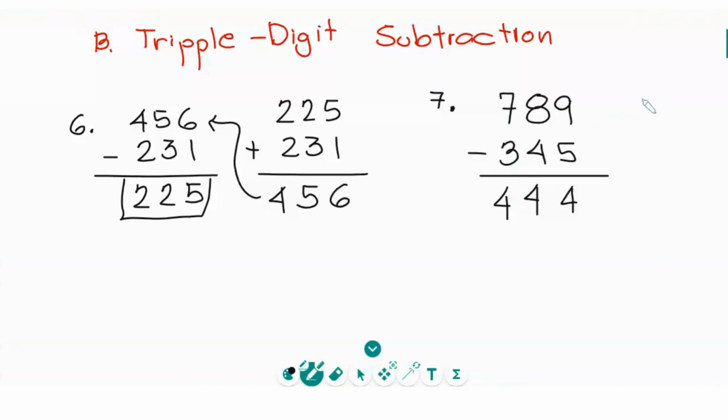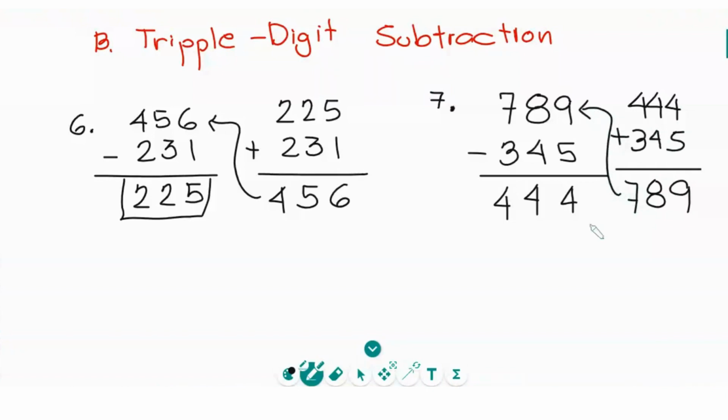Now let's check our answer. So we have 444, and we're going to add 345. So 4 plus 5 will give us 9. 4 plus 4 will give us 8. 4 plus 3 will give us 7. Therefore, we end up getting 789, and our final answer is 444.